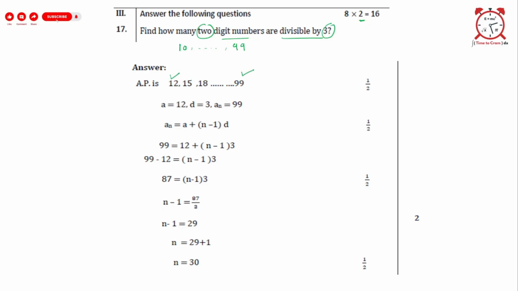And last number is 99. Look, for writing this step we are eligible for half marks. Now here the value of a is 12, the difference is 3 and the last term is 99. This is the term formula, half mark for writing it.